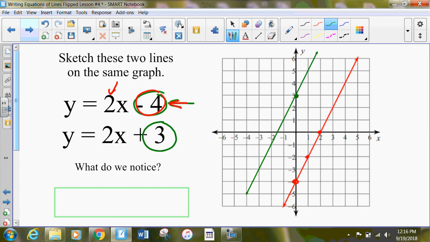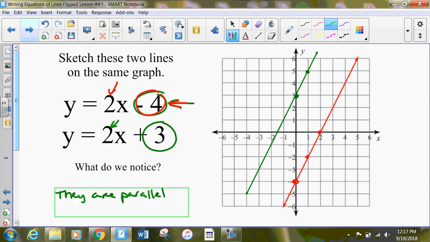My y-intercept is 3. My slope is 2, up 2 over 1. So what do we notice? Well, the first thing we notice is that these two lines are parallel. Parallel lines will never ever intersect. They'll never touch each other.